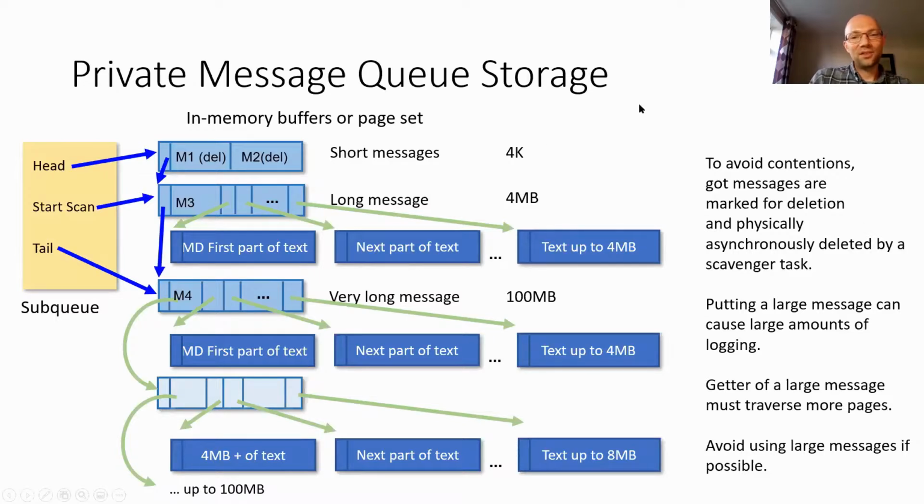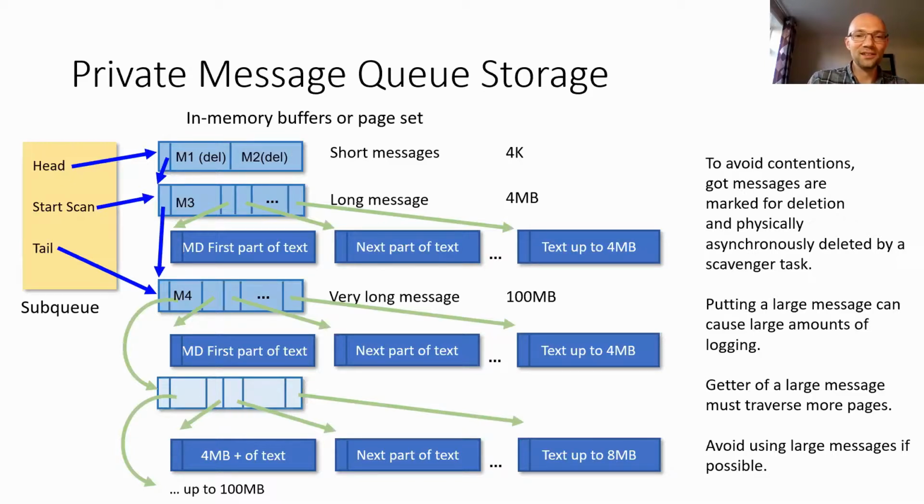So moving on to how messages are actually stored on queues, you can see that we store messages differently depending on how big the messages are. The page sets are carved up into pages that are 4 kilobytes in size. And if we have a short message that is 4 kilobytes or less, then it's able to fit in one page. So that's very simple. It gets a little bit more complicated as the messages get bigger.